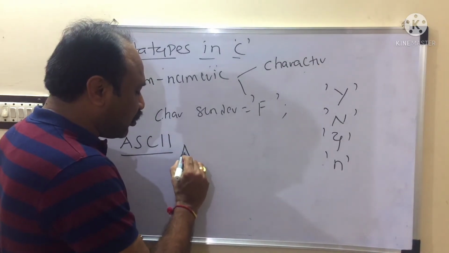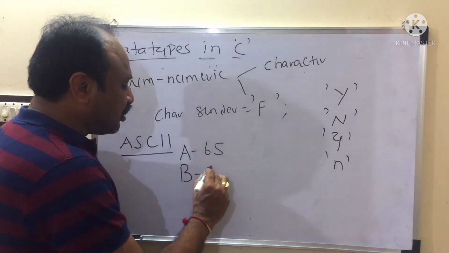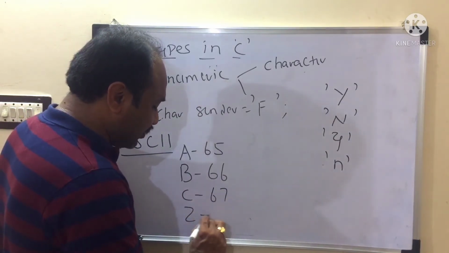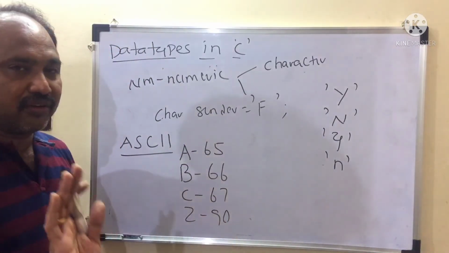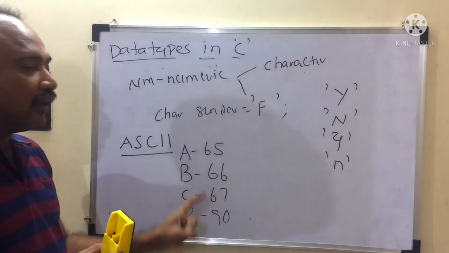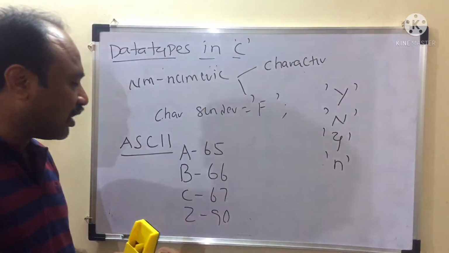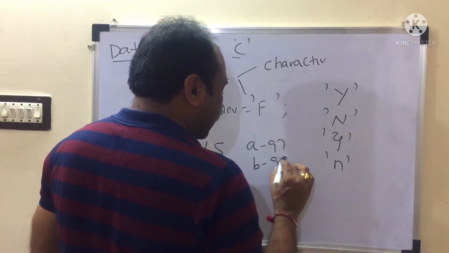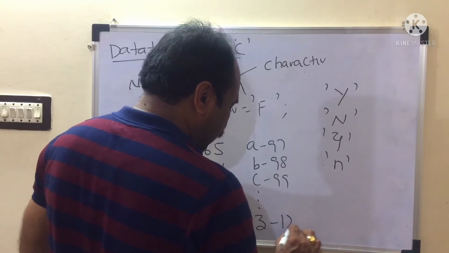For example, capital A is represented as 65. Capital B is represented as 66. Capital C, 67. Capital Z, 90. Sir, there are 26 characters. 65 plus 26 is 91, not 90? By including 65, you will get 90 only. Capital A has value 65, capital B 66, capital Z 90. Small a 97, small b 98, small c 99. Like that, small z 122.